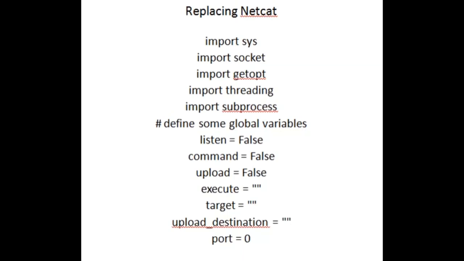So let's get started. import sys, import socket, import getopt, import threading, import subprocess, # define some global variables, listen = False, command = False, upload = False, execute = "", target = "", upload_destination = "", port = 0. Here we are just importing all of our necessary libraries and setting up global variables. No heavy lifting quite yet.